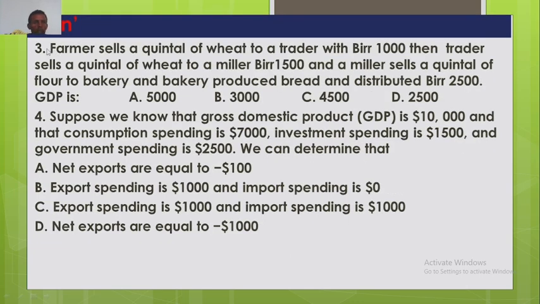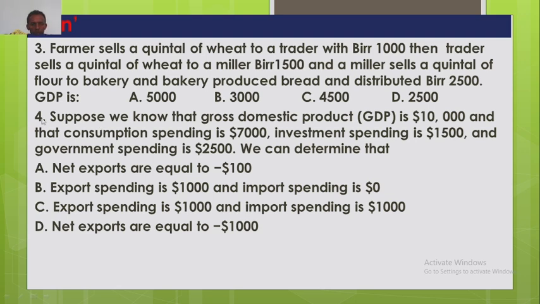Question 3. Farmer sells a quintal of wheat to a trader for 1000. Then trader sells a quintal of wheat to a miller for 1500. And a miller sells a quintal of flour to baker and the bakery produce bread and distribute to consumers for 2500. GDP is payment.